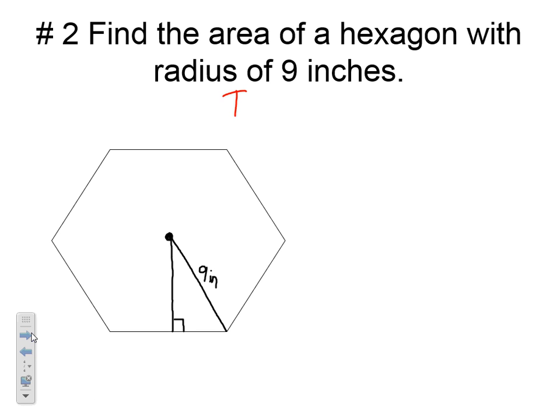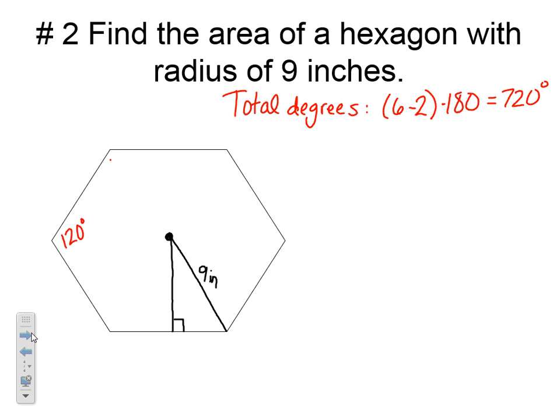This is a hexagon. How many total degrees does a hexagon have? A hexagon has 6 sides. 6 minus 2 times 180. If you calculate, basically 4 times 180, 4 times 180 tells me that a hexagon has 720 total degrees. But I have 6 angles in a hexagon to split that between. That means I have 120 degrees.